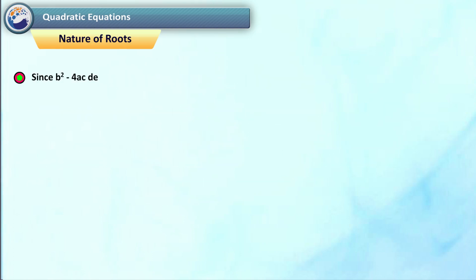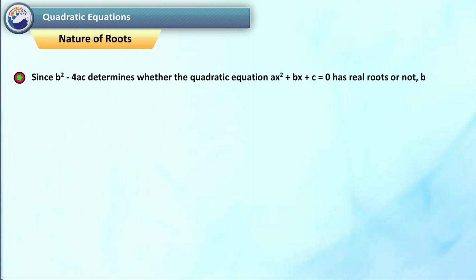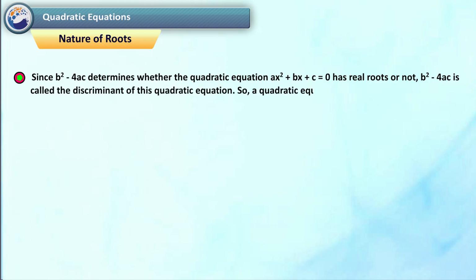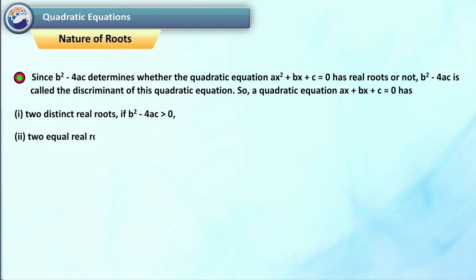Since b squared minus 4ac determines whether the quadratic equation ax squared plus bx plus c is equal to 0 has real roots or not, b squared minus 4ac is called the discriminant of this quadratic equation. So the quadratic equation ax squared plus bx plus c is equal to 0 has 1. Two distinct real roots if b squared minus 4ac is greater than 0. 2. Two equal real roots if b squared minus 4ac is equal to 0. 3. No real roots if b squared minus 4ac is less than 0.